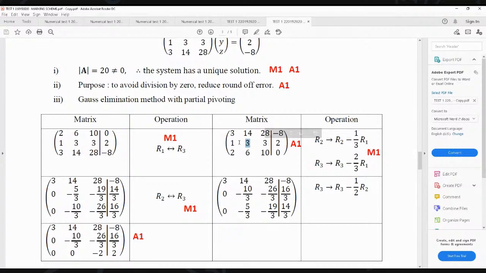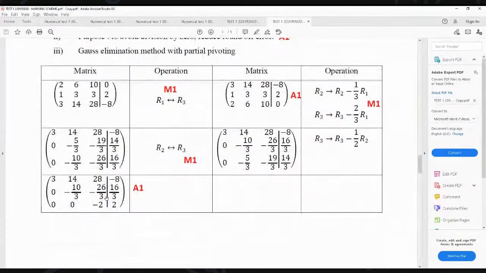For example, here, the number 3. How do you want to change 3? You use this formula: 3 minus 1/3 times 14. So you get negative 5/3. How to change this value, a23? 3 minus 1/3 times 28. So you will get negative 19/3. So you need to follow this formula and apply it to every element for the second matrix.